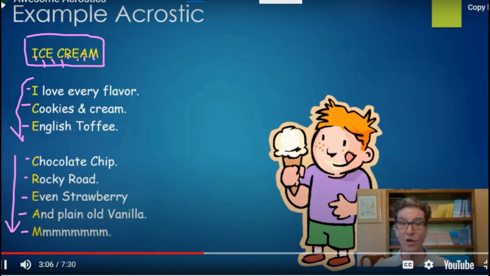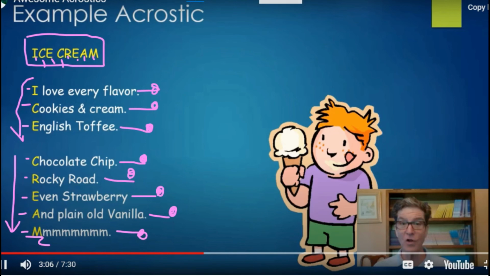So you can see that for I, he used "I love every flavor." Cookies and cream for C. English toffee for E. Chocolate chips for C. Rocky road for R. Even strawberries with E. And plain old vanilla for A. Last but not least, is for M.